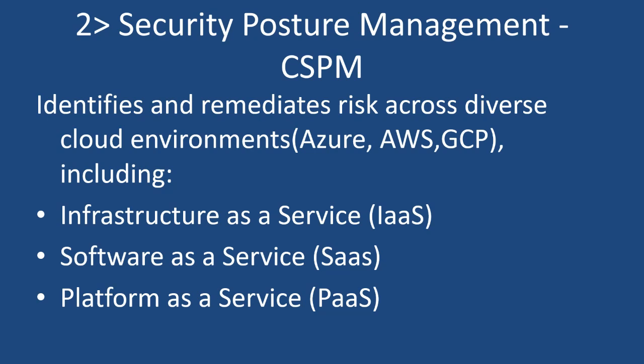Let's talk about cloud security posture management (CSPM). It has the capability to identify and remediate risk across, as we know, three cloud environments: Azure, AWS, and GCP. We can identify risk across IaaS, SaaS, and PaaS.